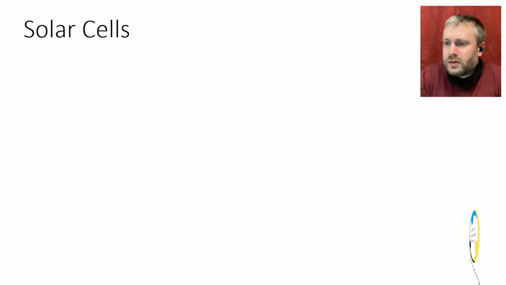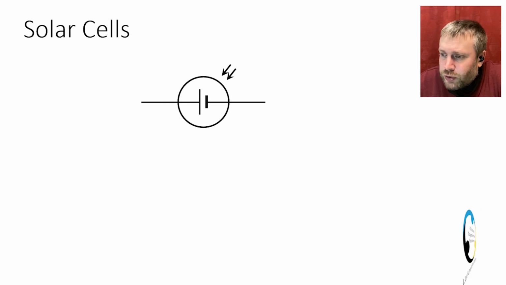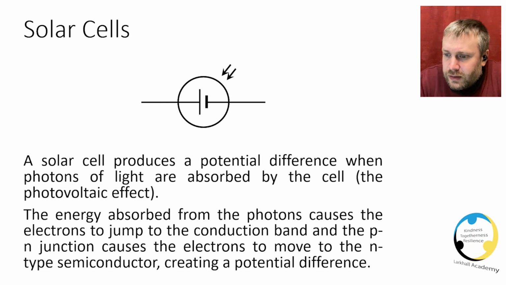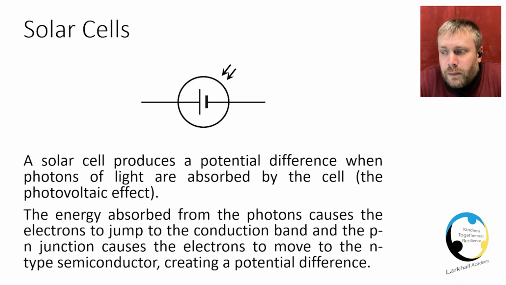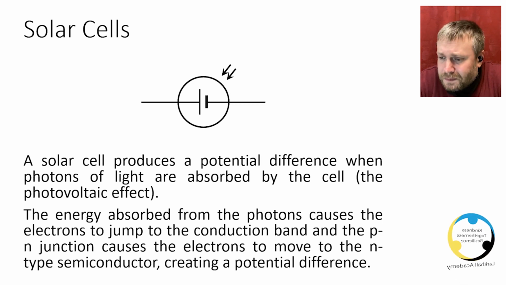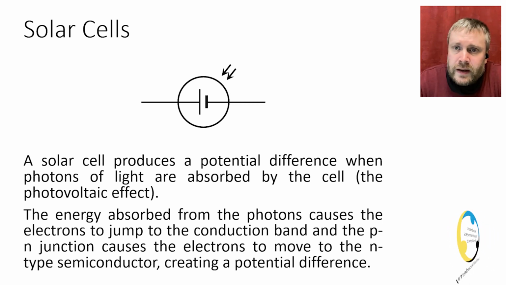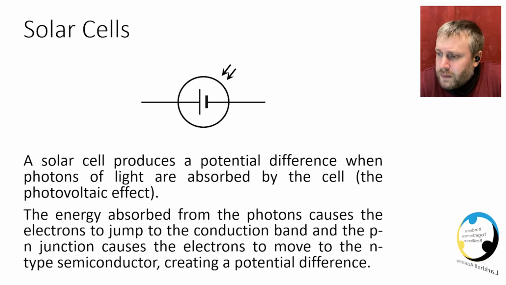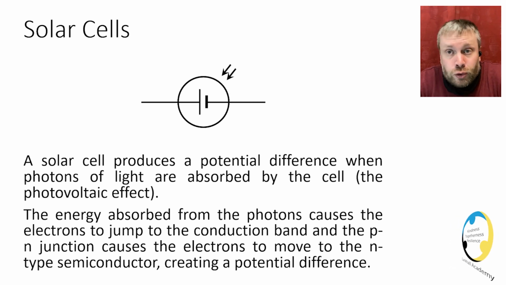The solar cell. So the solar cell is the other application we need to be aware of. Here we've got the symbol for a solar cell. A solar cell produces a potential difference when photons of light are incident on, or absorbed by, the solar cell. We call this the photovoltaic effect, just if you're interested. So the energy from the photons is absorbed by the semiconductor material, by our PN junction in the solar cell, and it causes the electrons to jump from the valence band to the conduction band.